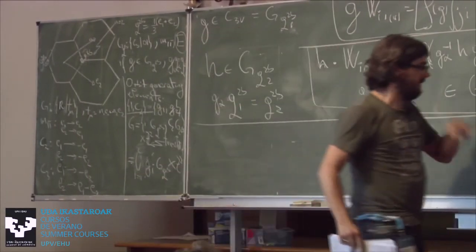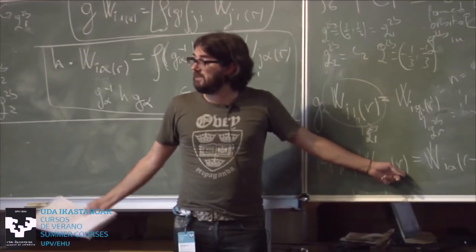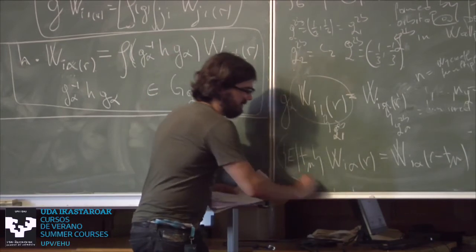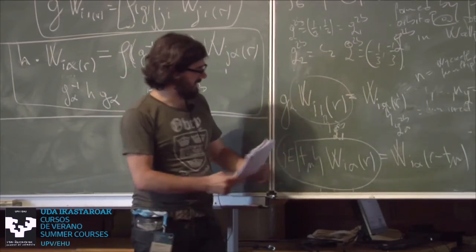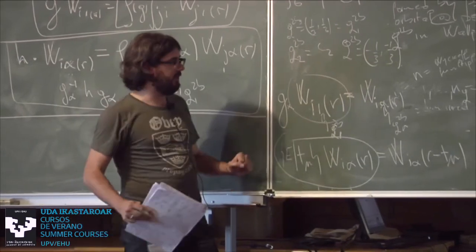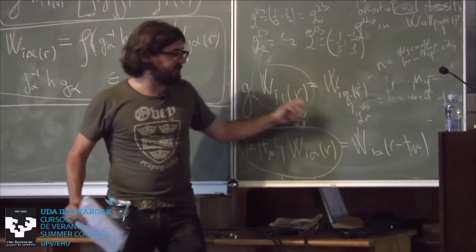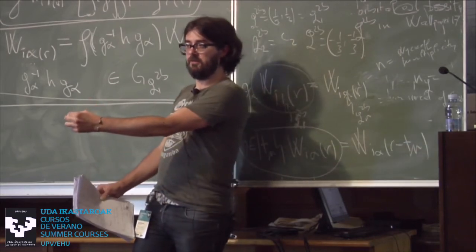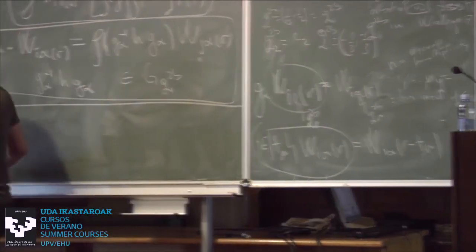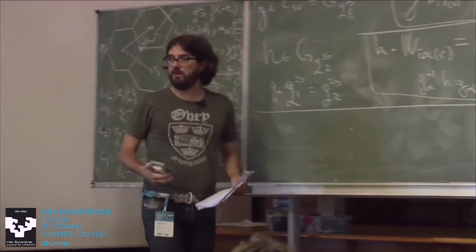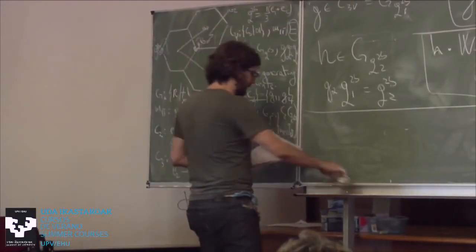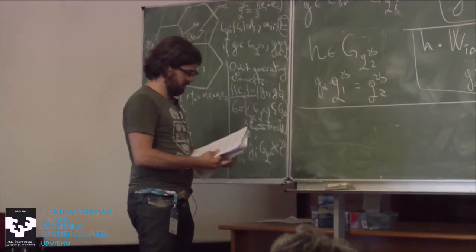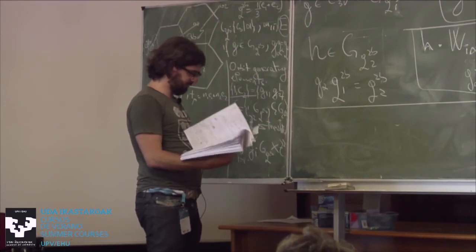This just tells you that if R is in the mu-th unit cell, this is the same as the one in the first unit cell, because R minus t mu brings it back to the first unit cell. Knowing this, I can now build the full band representation, and let's just do it.